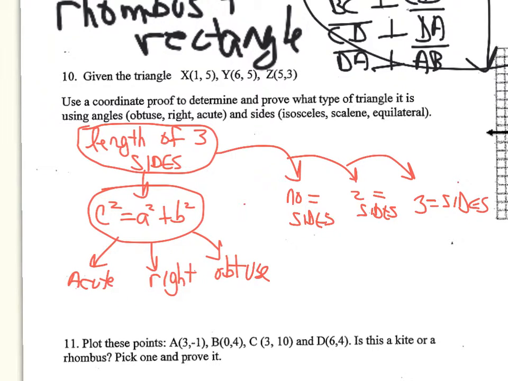So for instance, if that c squared of that hypotenuse fits just right, then it's a right triangle, but if that c squared is too small, it must be acute. If c squared is too large, it must be obtuse. We could also use these three sides to figure out, is it no equal sides where it's scalene? Is it two equal sides where it's isosceles? Or is it three equal sides where it's equilateral? So then we could classify it according to obtuse, right, and acute, and also if it's isosceles, scalene, or equilateral. So going through this problem, first step is to find the length of all three sides.